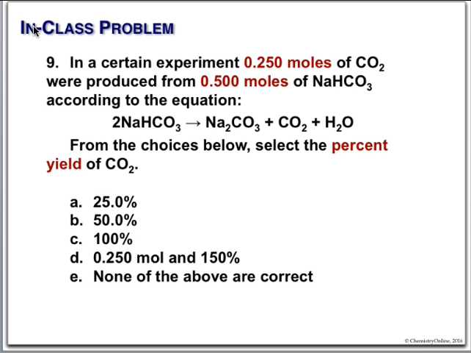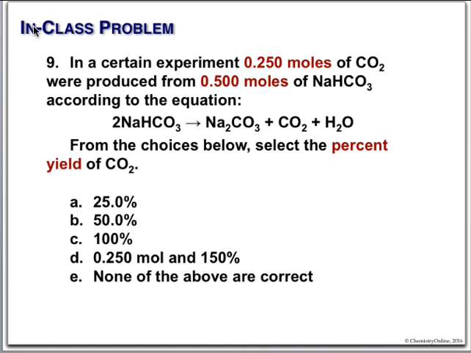Another equation here. We did this in lab. We took sodium hydrogen carbonate, heated it up. We got sodium carbonate, CO2, and water. Here we want to know the percent yield. All right, so in order to do percent yield, remember, we have to look at our actual yield and the theoretical yield. The actual yield is given here. We have 0.25 moles. That's the actual yield. We have half a mole of sodium hydrogen carbonate.